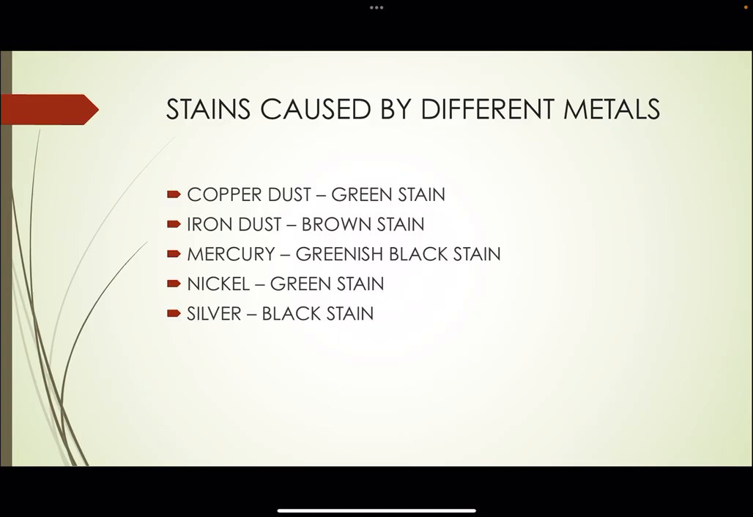Now, what are the different metals which cause stains? Copper dust gives a green stain, iron dust a brown stain, mercury a greenish black stain, nickel a green stain, and silver a black stain.